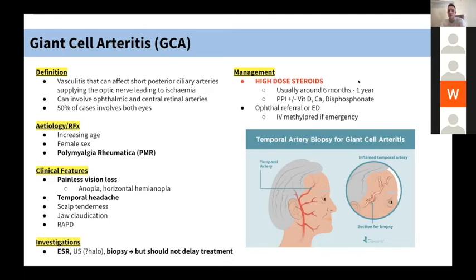And whenever you put someone on steroids, especially long-term, you need to think about what that's going to cause, because there's going to be quite a few side effects that come with that. So a PPI, because that can cause gastric ulcers. And also then, because it can affect your bone turnover, you want to protect your bones as well. And definitely want to do an ophthalmology referral as well.